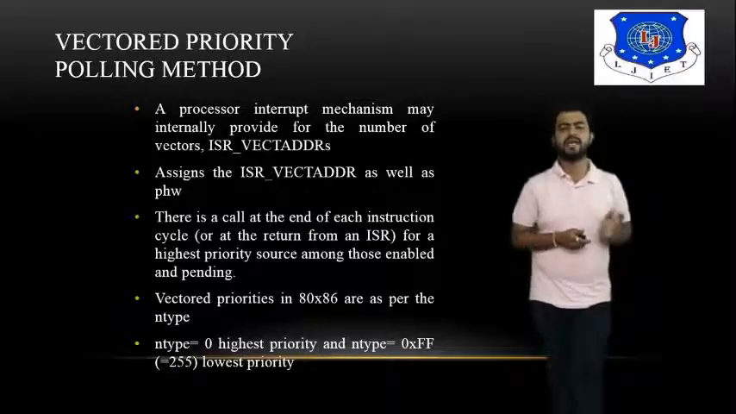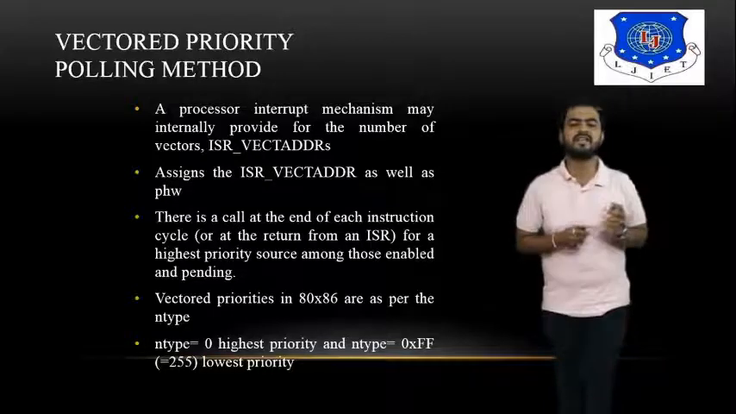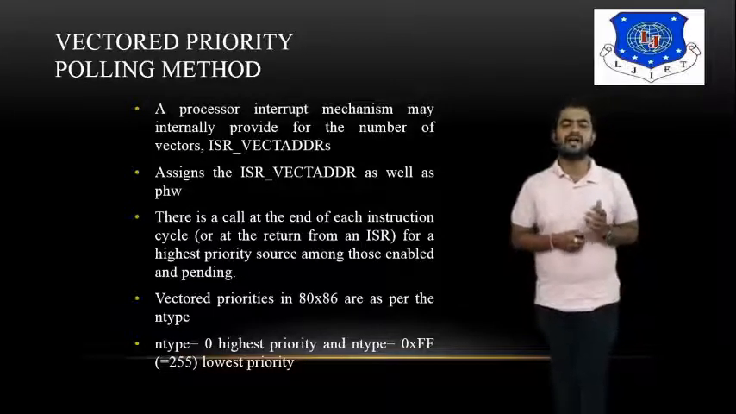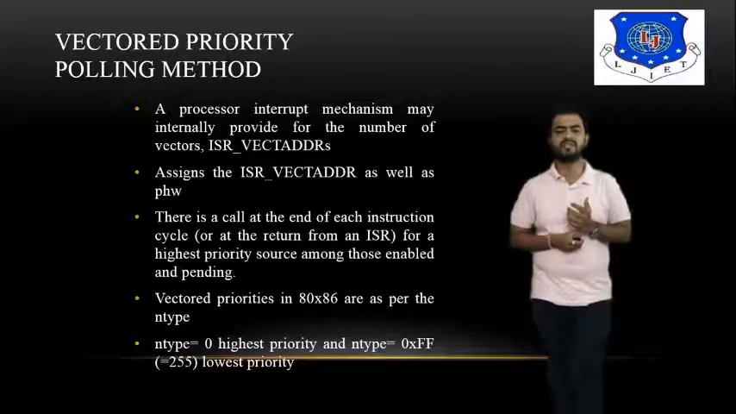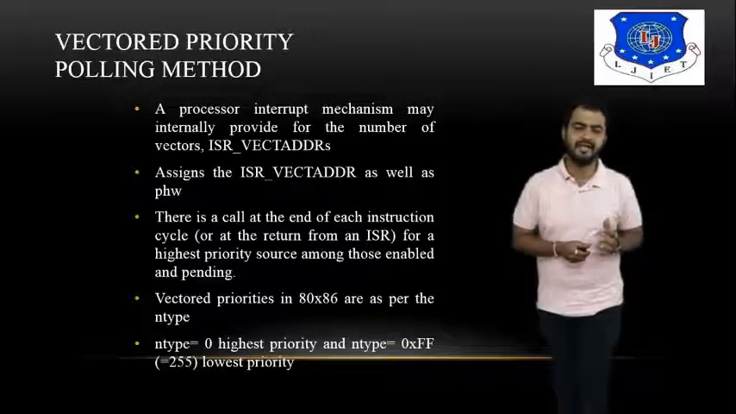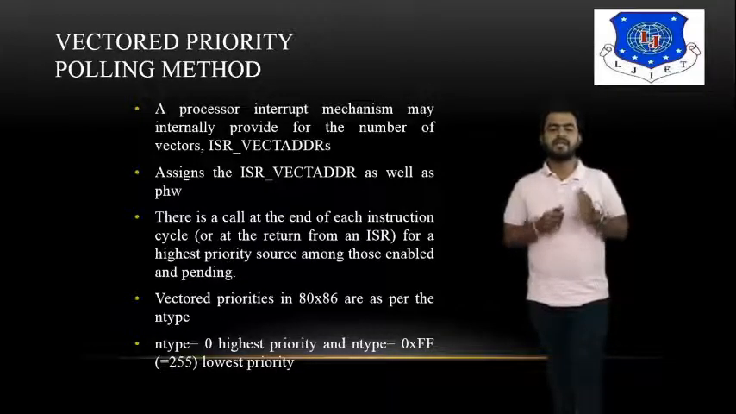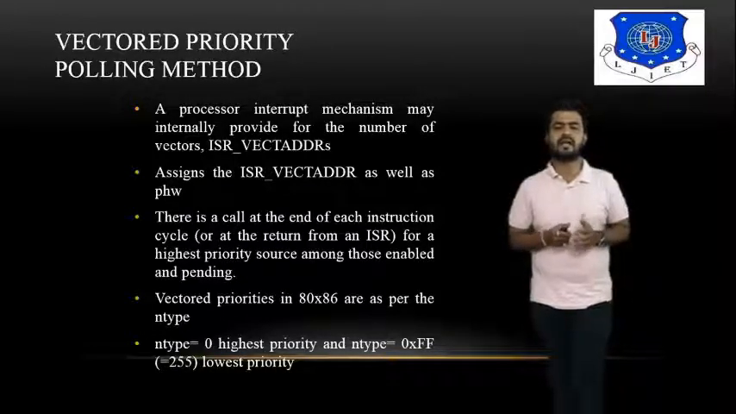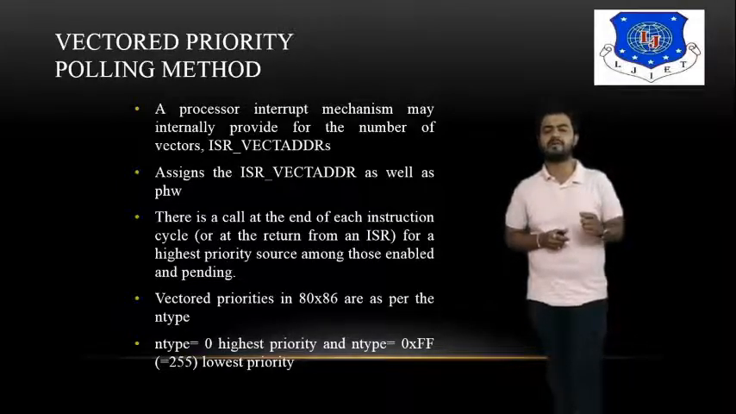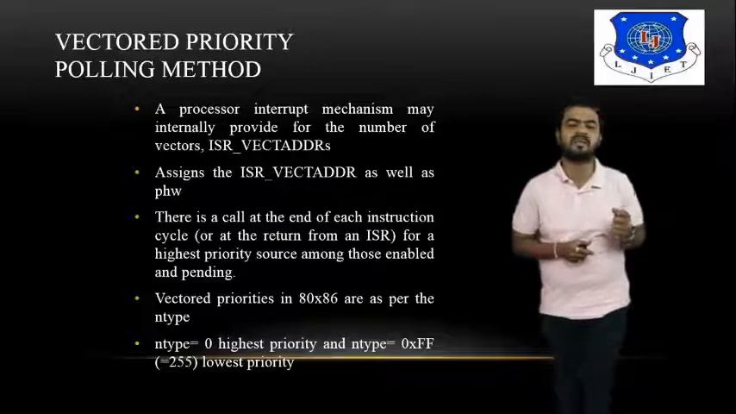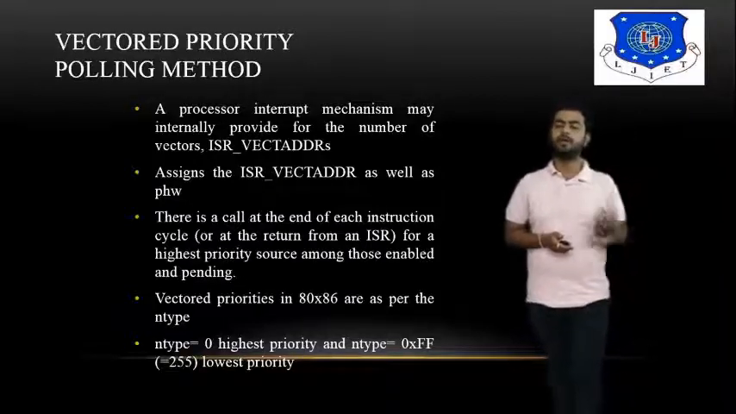priority. So that is checked at the end of each instruction cycle for the highest priority source among those enabled and pending. So vectorized priority in 8086 is as follows for the INTR type. So type 0 is the highest priority, and type 255 is assigning the lowest priority.